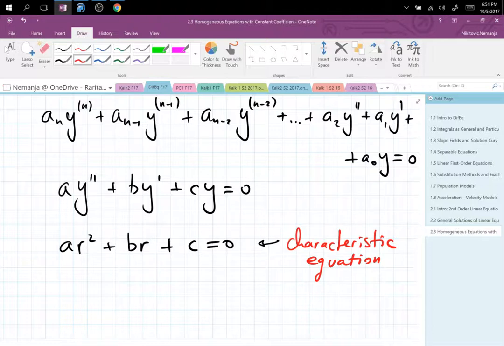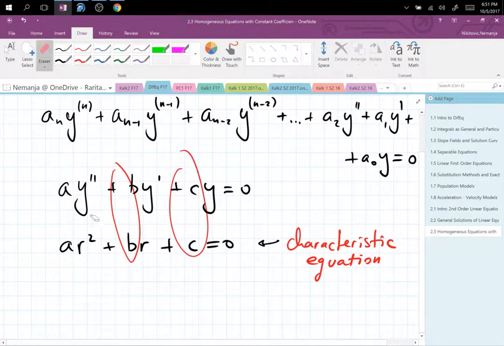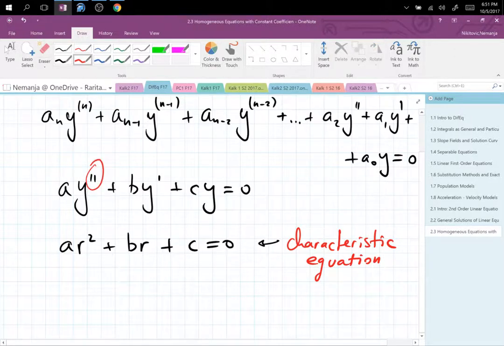Now, if you are just looking at this real quick, observe that a is a, b is b, c is c, right? You also have the second derivative giving you the second power, and the first derivative giving you the first power. And as I told you on day one, the 0th derivative, which is the original function, gives you r to the 0, which is 1. So the characteristic equation is going to look like this. If you have a third derivative there, you will start with a r cubed, and then b r squared, and so on. So that's how it works.